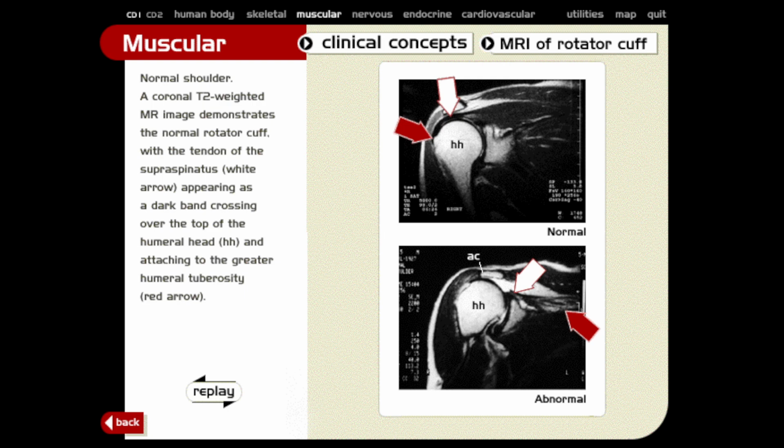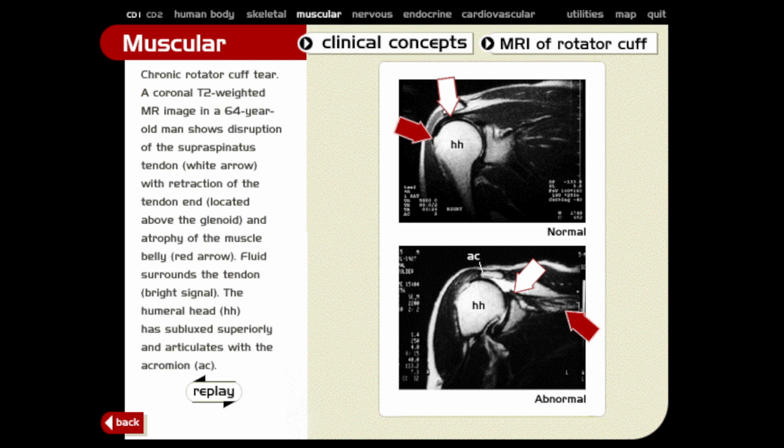Normal shoulder. A coronal T2-weighted MR image demonstrates the normal rotator cuff with the tendon of the supraspinatus, white arrow, appearing as a dark band crossing over the top of the humeral head, HH, and attaching to the greater humeral tuberosity, red arrow.